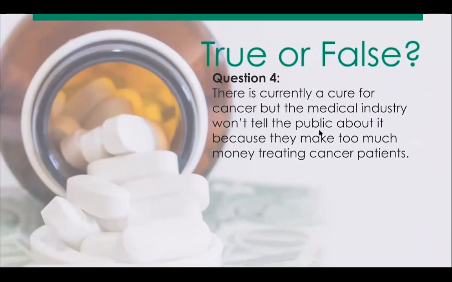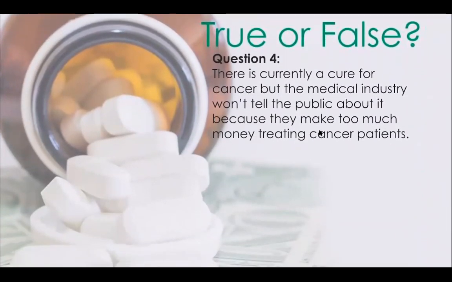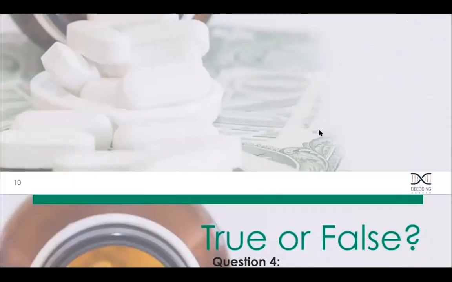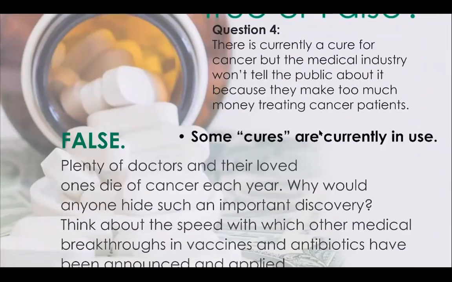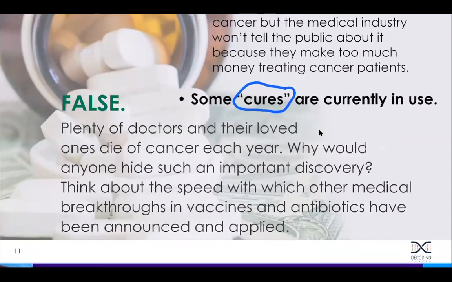So question 4: there's currently a cure for cancer, but the medical industry won't tell the public about it because they make too much money treating cancer patients. 93% of you said this was false, and that is accurate. The main falsehood there is that there actually are some cures. There are certain types of cancer that we do have some pretty effective treatments for. And there are plenty of doctors who are also dying of cancer.